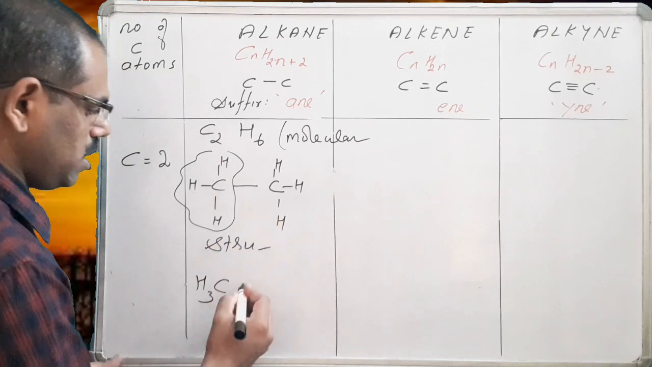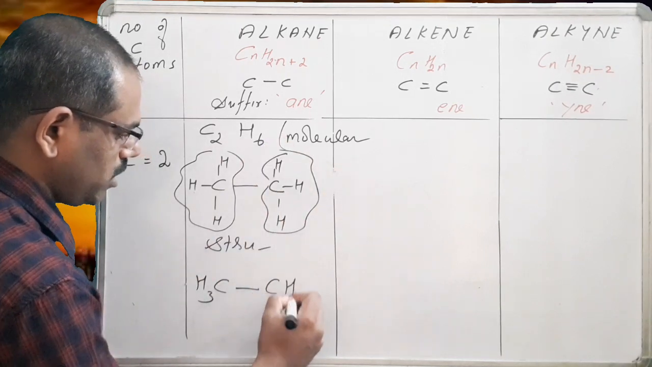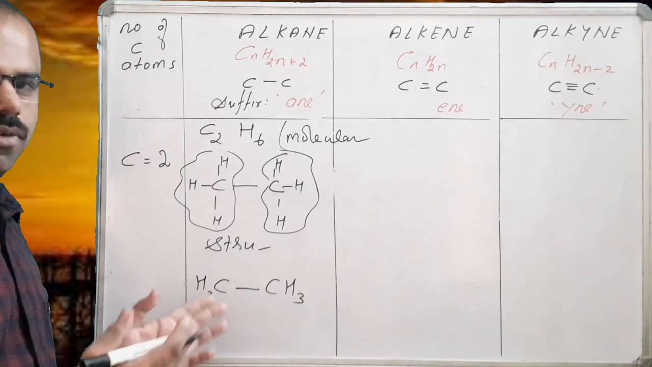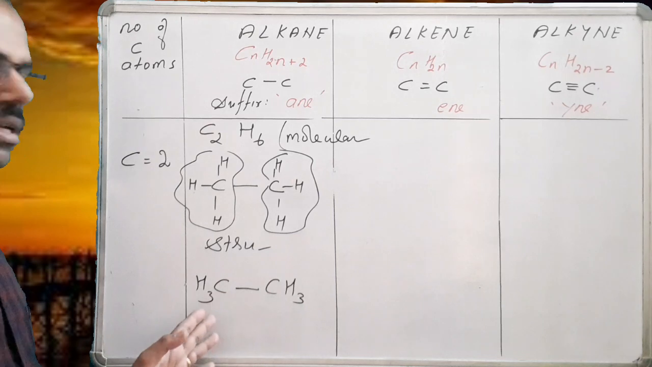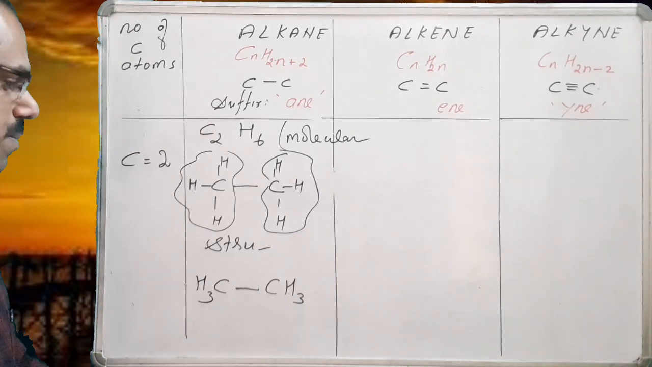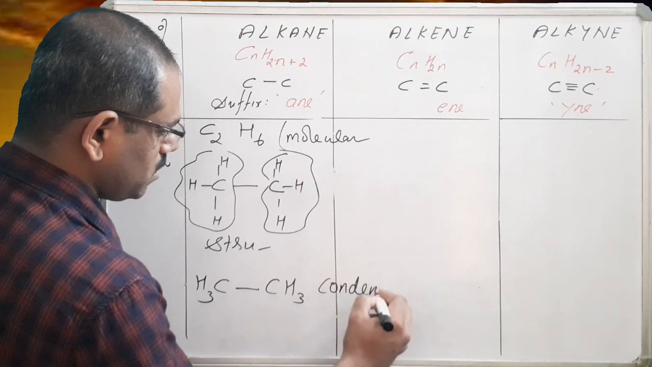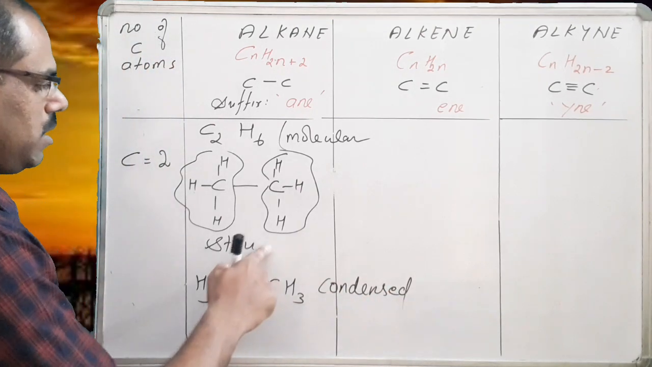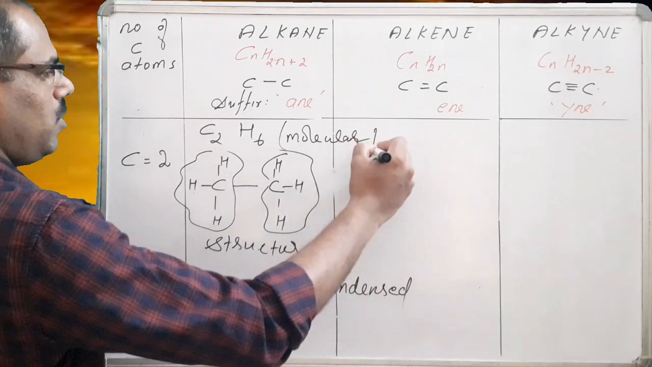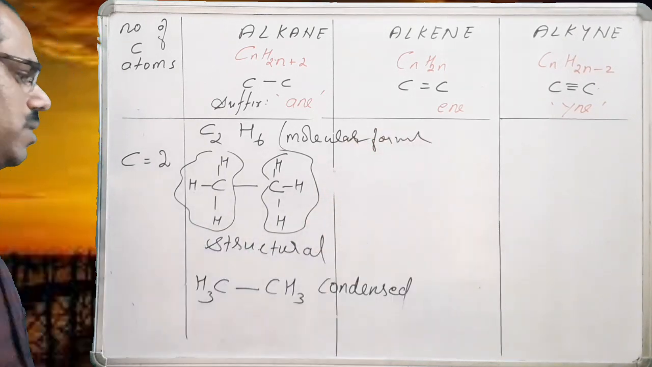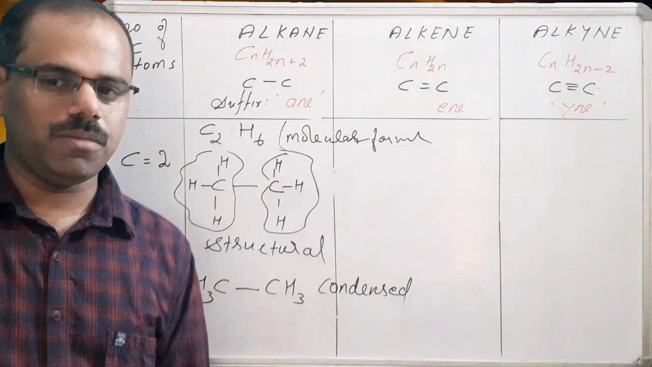That is called CH3, then single bond, and the right side one. So you get CH3, or H3C. For showing the bond, I have written it as H3C. Okay, CH3, we read it as H3C. This is called the condensed formula. Condensed formula, and it is a structural formula and it is a molecular formula. Okay, structural, molecular, condensed. Then what is the name of the compound?